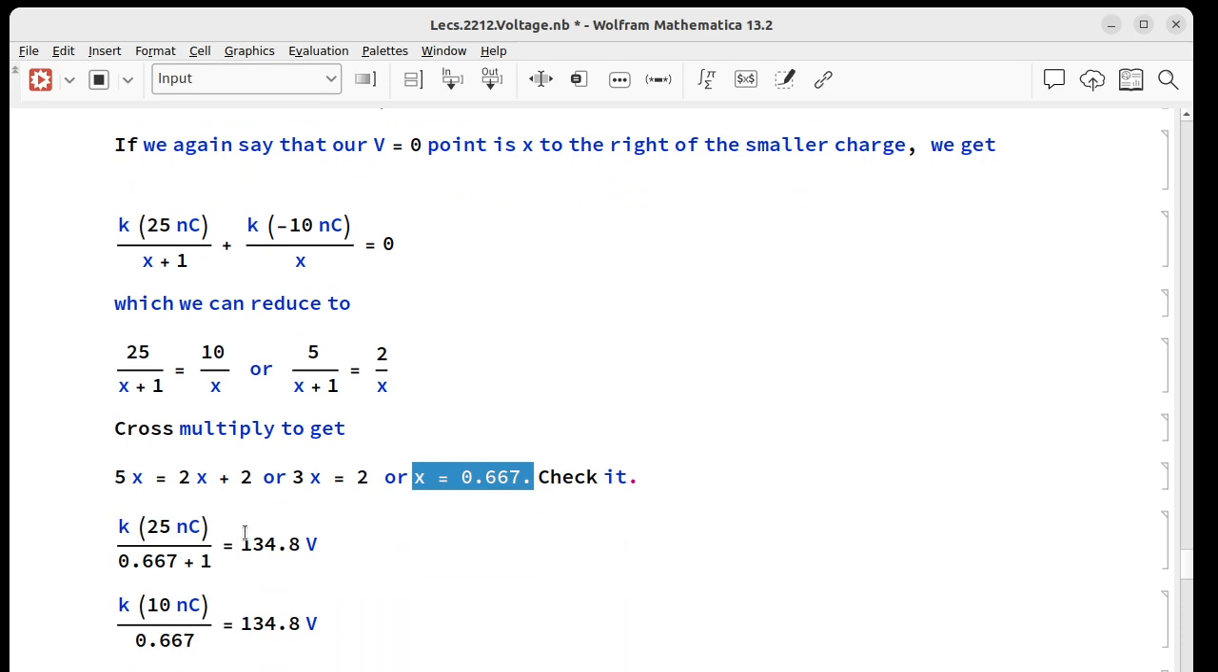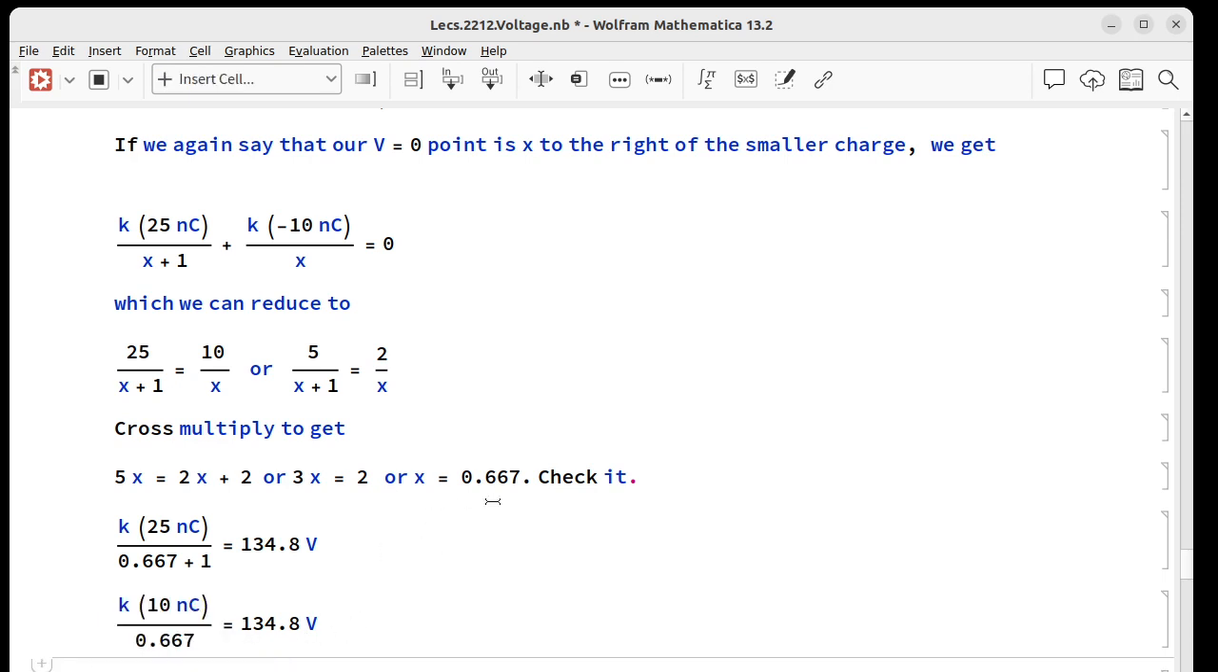So the potential from the 25 nanocoulomb charge, we've got 1 meter plus that on the bottom, k times 25 nanocoulombs, get about 135 volts. For the negative charge, and that's what this would be negative here, k times 10 nanocoulombs over 0.667, again 135.